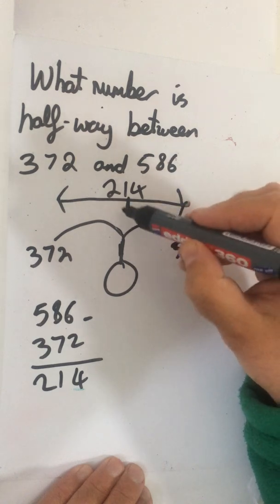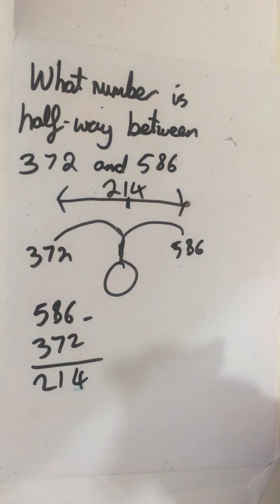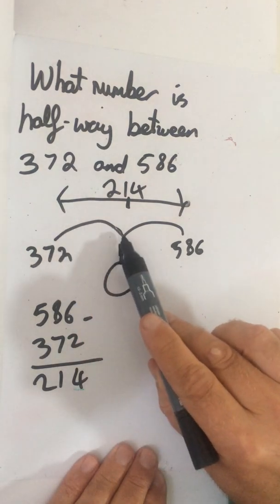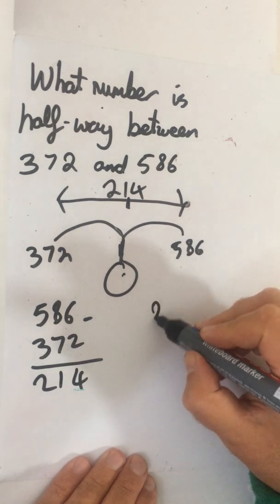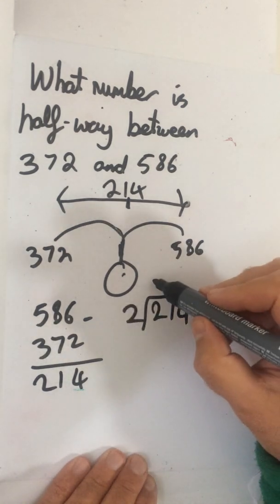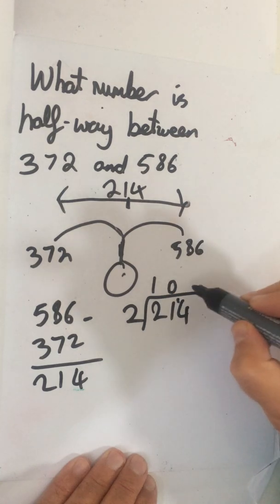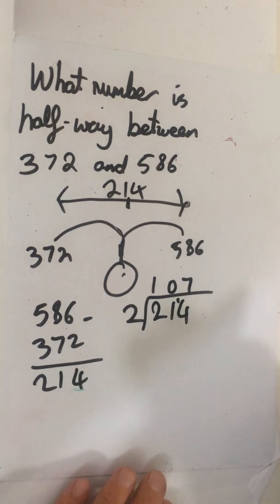Okay, but obviously, now in order to know how far I need to go from here to here, I need half of this 214, don't I? I need to find half of this 214, and then I can jump to there and then do the same again to there because it's halfway between. So I'm going to do a quick division and find half of it. I'm going to divide it by 2. 1, don't carry the 1. 107. You can probably do that in your head anyway, actually. 107.